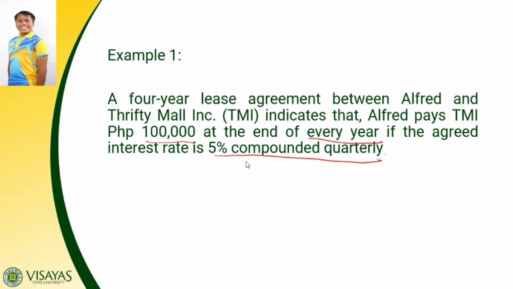So in this case, the payment interval and the interest period are not the same. So this is an example of what we term a general annuity. Are you still following, class? Yes, okay.